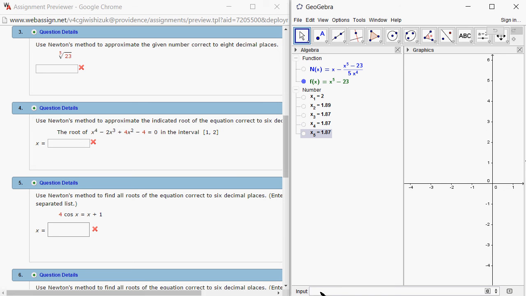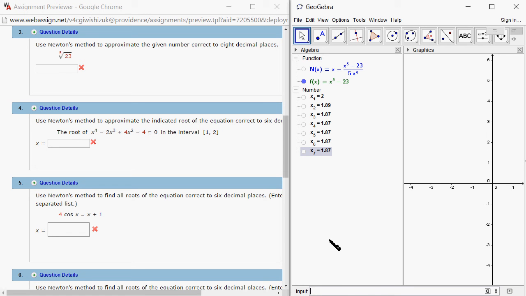So we keep on doing it. Maybe I'll do a few more. x6 is equal to n of x5, and x7 is equal to n of x6.